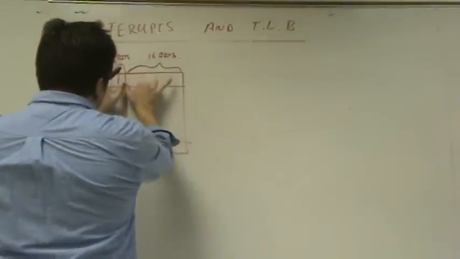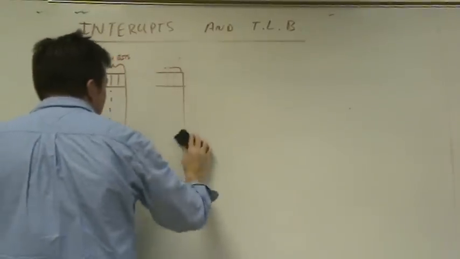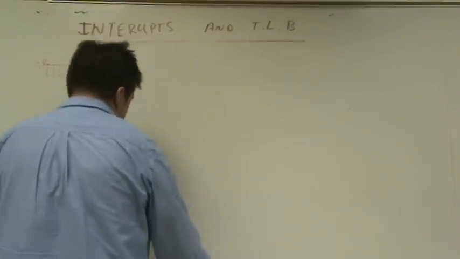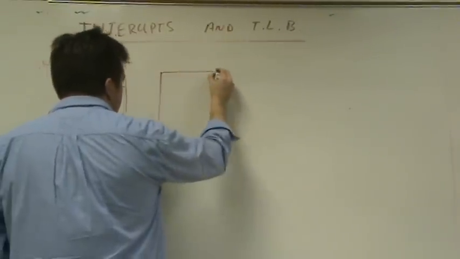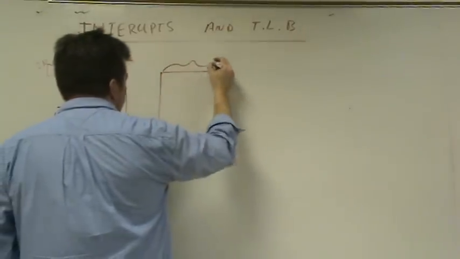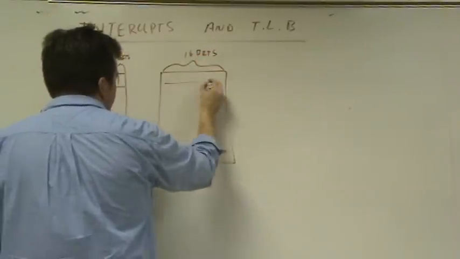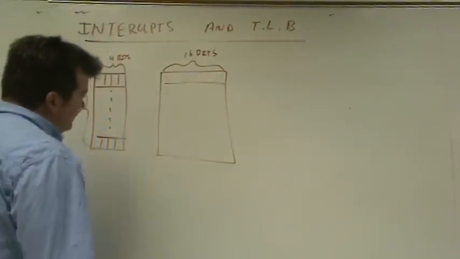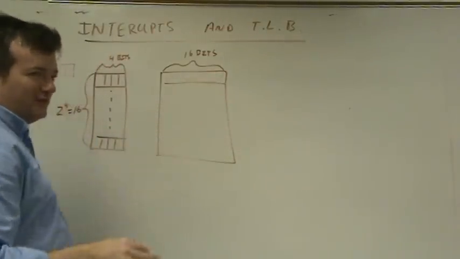So this, you could actually, maybe I should have broke this up. It's generally drawn together, but maybe I should have broke it up like this. Same color. So this will be 16 bits. And these are totally different bits. These are actually going to be an address in the operating system where the routine starts.